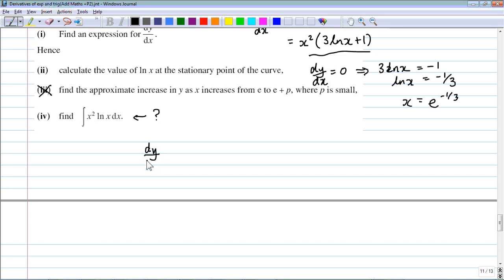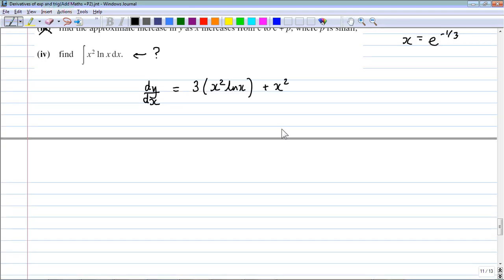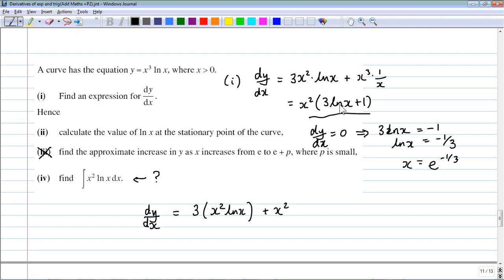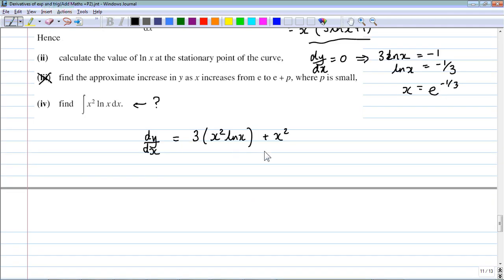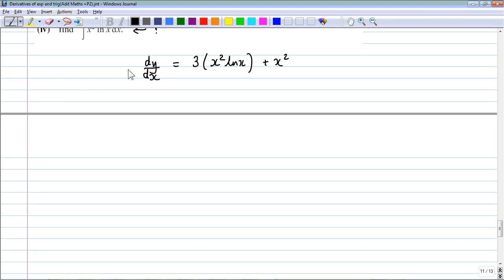dy by dx equals 3x squared log x plus x squared. So if we integrate both sides of this equation, well, first let me try and explain the idea. The idea is that in doing this differentiation, you got the function x squared log x as part of the answer. So that means that is how you can find the integral of x squared log x. So let's write this carefully.